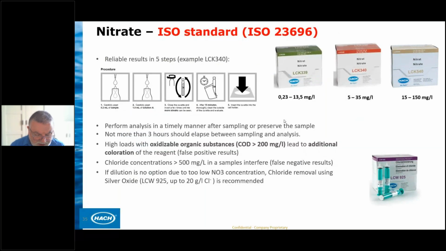The nitrate method is carried out in 5 steps without any addition of additional reagent. It exists in 3 ranges, from 0.23 to 150 mg per liter. The measurement of nitrates is sensitive to chloride if their concentration is above 500 mg per liter. If dilution is not possible, a specific silver chloride kit, as you can see here, can eliminate chloride.